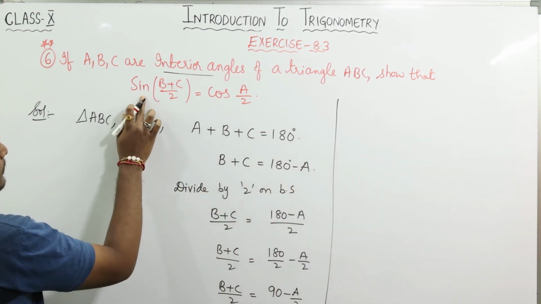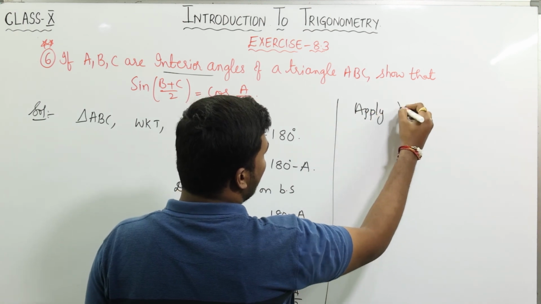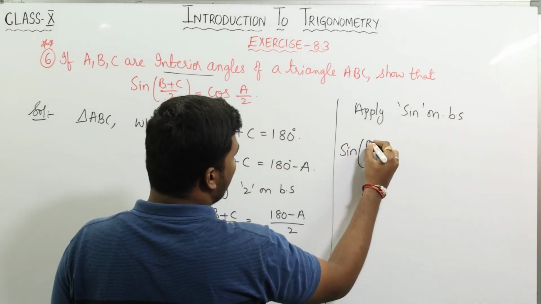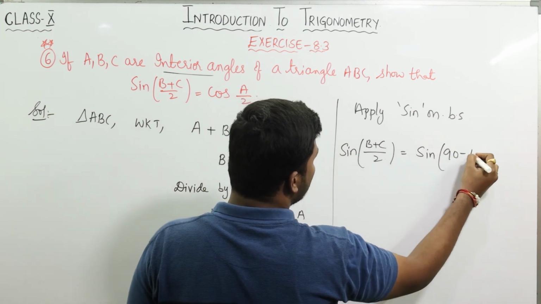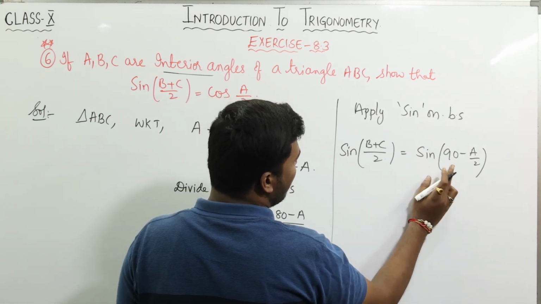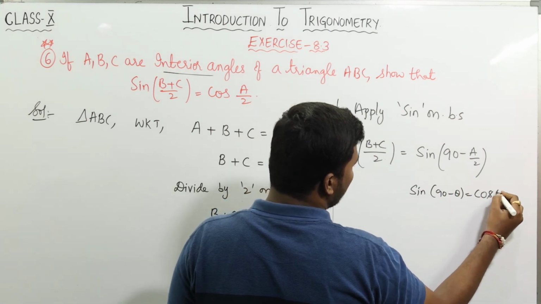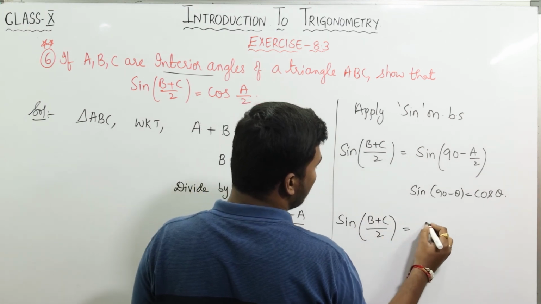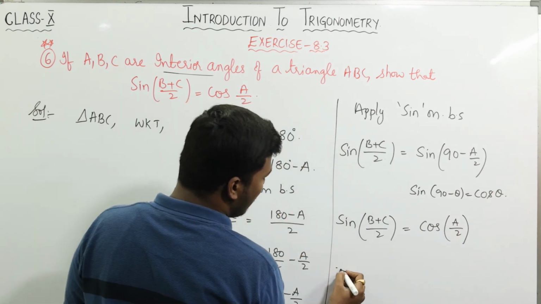Right? Now I have sine on the left hand side, so apply sine on both the sides. Then it will become sine of (B plus C) by 2 is equal to sine of (90 minus A by 2). Now, if you see the right hand side part, that is sine (90 minus theta). Sine (90 minus theta) is nothing but cos theta. Right? So then it will become sine of (B plus C) by 2 is equal to cos A by 2. This is what we have to prove. So therefore, hence proved.